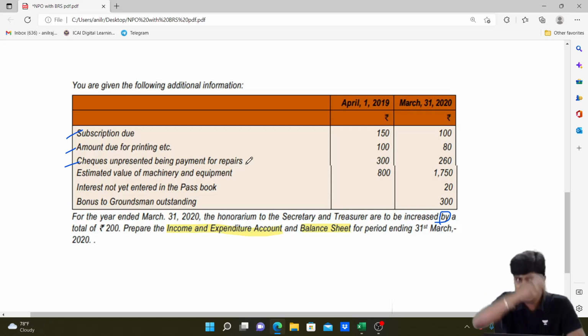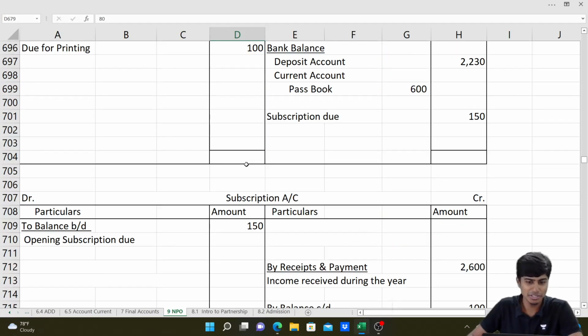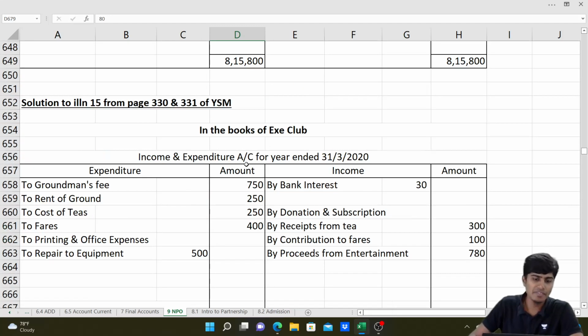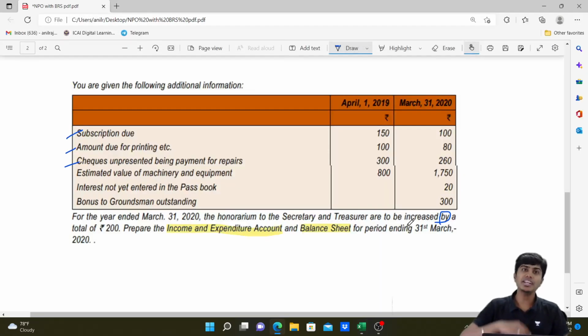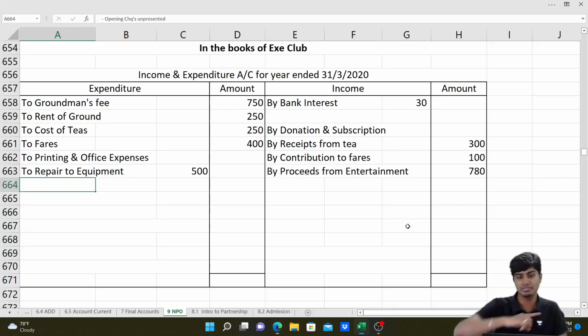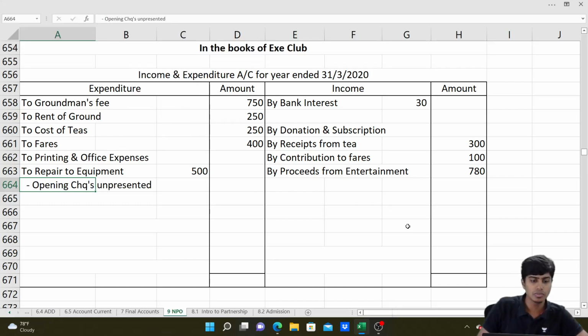Now let me take these figures from here and put them into our answer sheet. So we have here in the income and expenditure side, repairs to equipment 500. Out of the 500 rupees payment made in the current year, 300 is a check given in the last year, but it has become a payment in the current year. It doesn't belong to the current year. It is not a current year expense also.